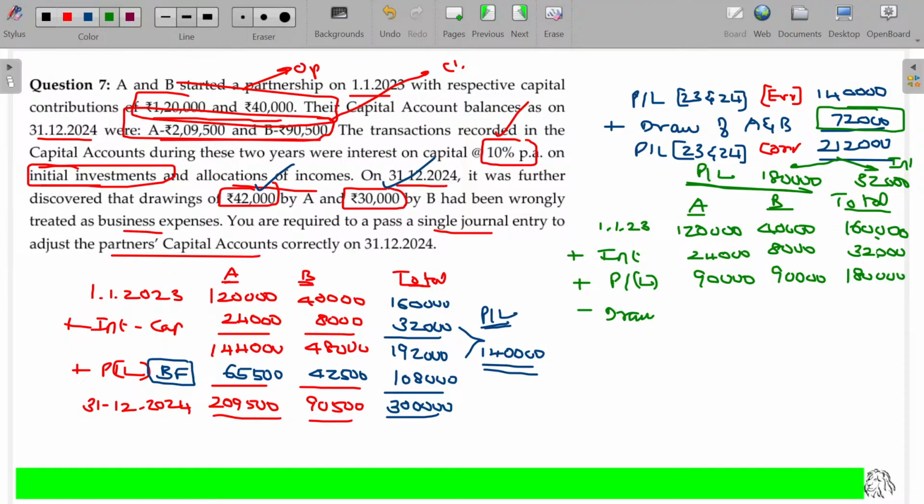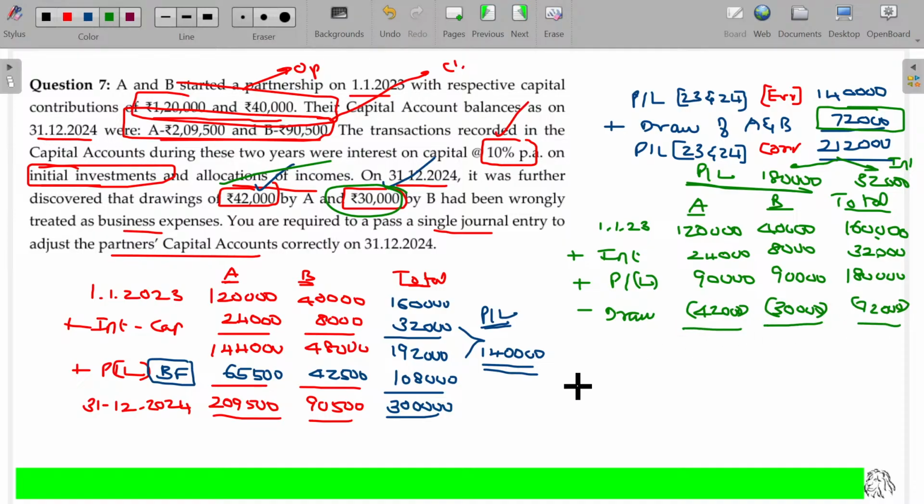So minus drawings. How much is drawn by A? 42,000. The 42,000 should be subtracted from A's capital. 30,000 should be subtracted from B's capital. Overall value being 72,000 should be subtracted.